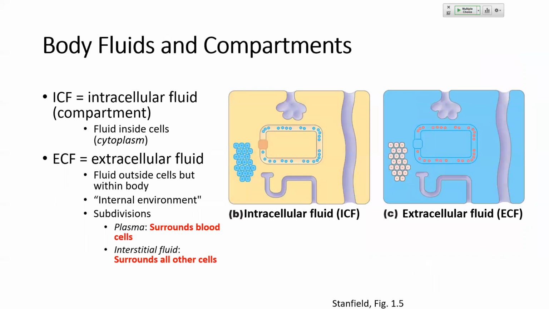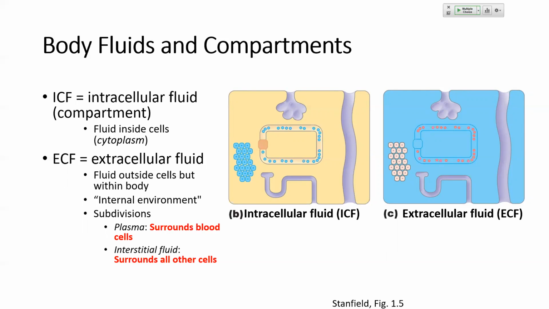So let's look at how those compartments are further divided. Of our total body water, we have two major compartments. The ICF, which is our intracellular compartment, or intracellular fluid compartment. And this is all the fluid that is inside our cells. This is typically called cytoplasm or cytosol in some cells. And this is basically, in eukaryotic cells, the fluid that bathes the organelles within the cell, right? So cytoplasm. And this is the ICF, or the fluid that is inside our cells.